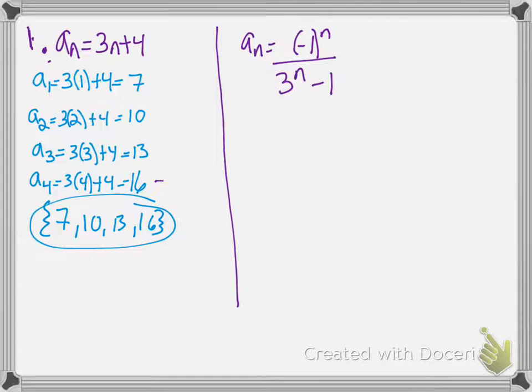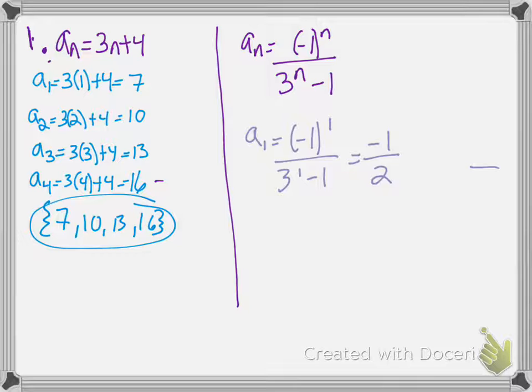Okay, now we're over here for the other try it yourself. We have a sub 1. So negative 1 to the first over 3 to the 1 minus 1. Well, negative 1 to the first power is still negative 1, over 3 to the first power is 3, minus 1 is 2.